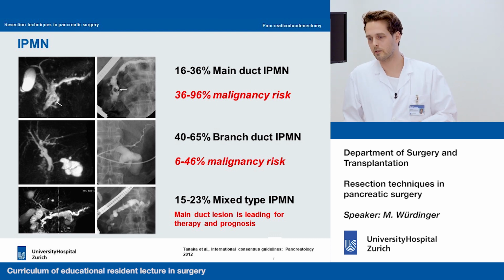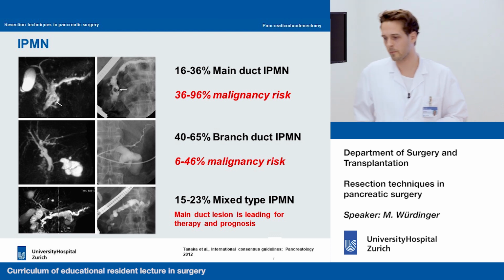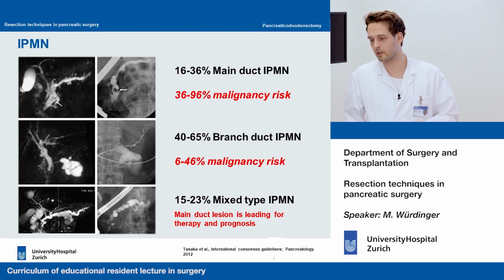And it is important that in main duct IPMN, the malignancy risk is quite high, with up to over 90% lifetime risk, whereas the branch duct IPMN has a lower risk for malignancy. So the main duct IPMN is an indication for resection, whereas the branch duct IPMN is not. And in mixed type, the main duct IPMN is the leading lesion, and this also has to be resected.